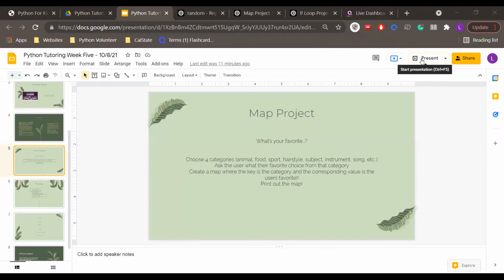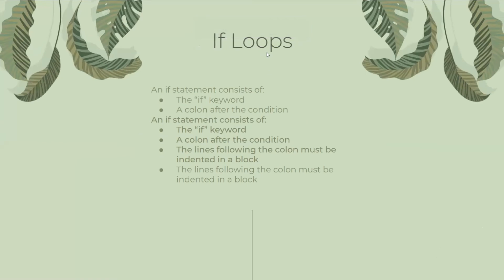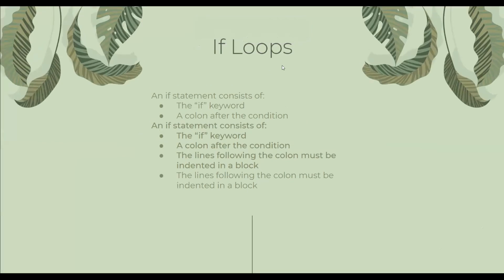Okay, we're going to go on to if statements now. So we're just going to introduce them. So what are if statements? An if statement consists of the if keyword, a condition, and a colon after the condition. The lines following the colon must be indented in a block. It's so weirdly formatted, I'm sorry, but it's the if keyword, the condition, the colon, and the indents. So what is a condition?